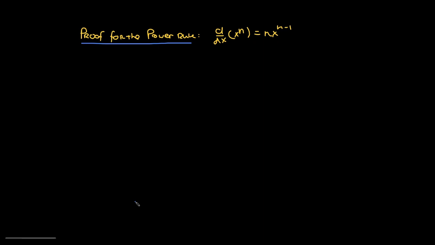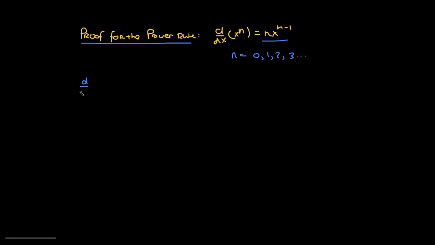This is a bonus video. This will be an algebraic proof for the power rule, the derivative of x to the n equals n x to the power of n minus 1. I will be proving this for whole numbers, positive whole numbers of n, so 0, 1, 2, 3, and on. And I will be using the binomial theorem. I won't be explaining exactly where that comes from, but I will be using it in the proof. So, well, let's do it.